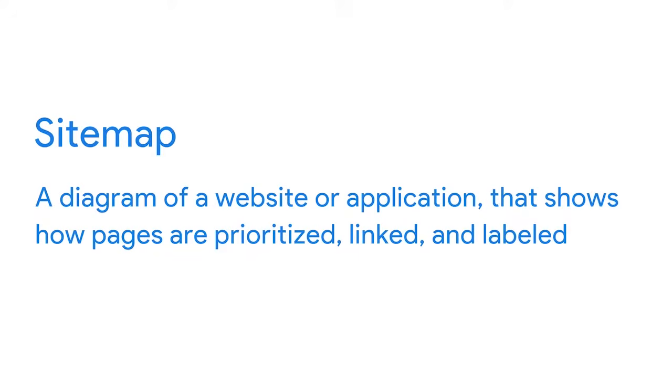It's time to take everything you've learned about website structures and put it into practice. In this video, we're going to discuss how to incorporate clear information architecture into your designs using a sitemap. A sitemap is a diagram of a website or an app that shows how pages are prioritized, linked, and labeled.